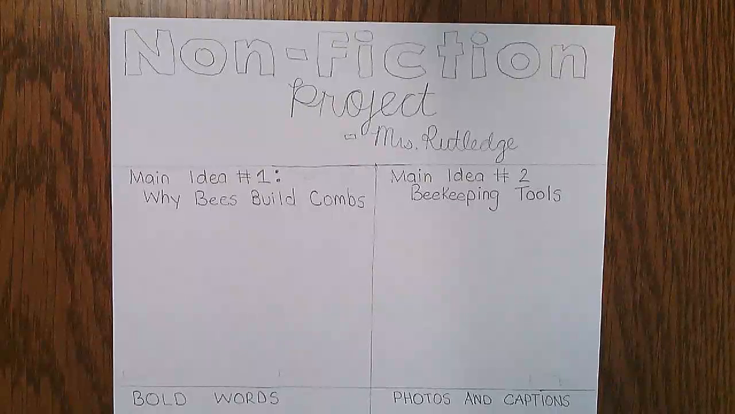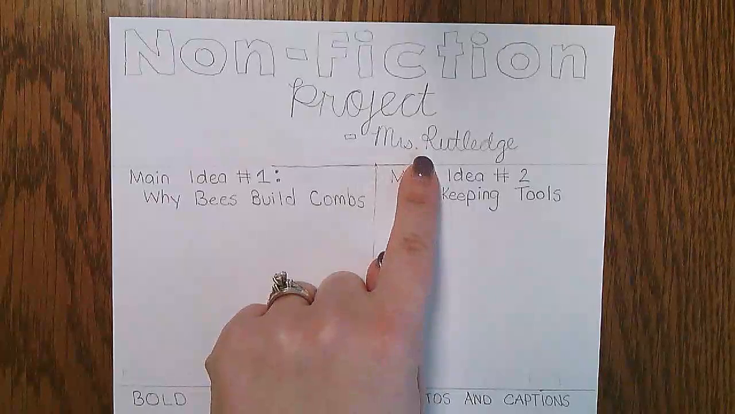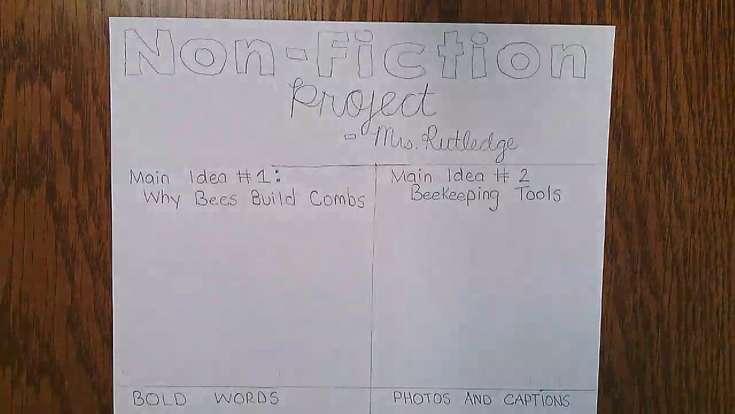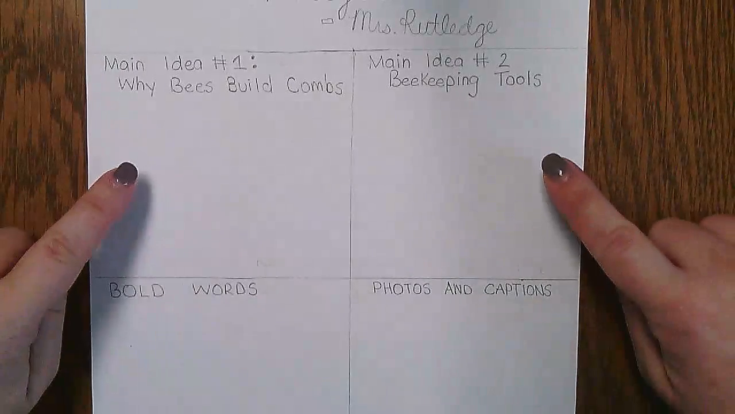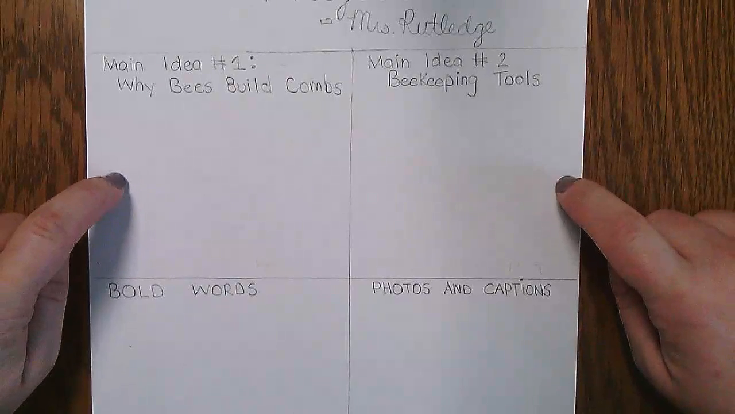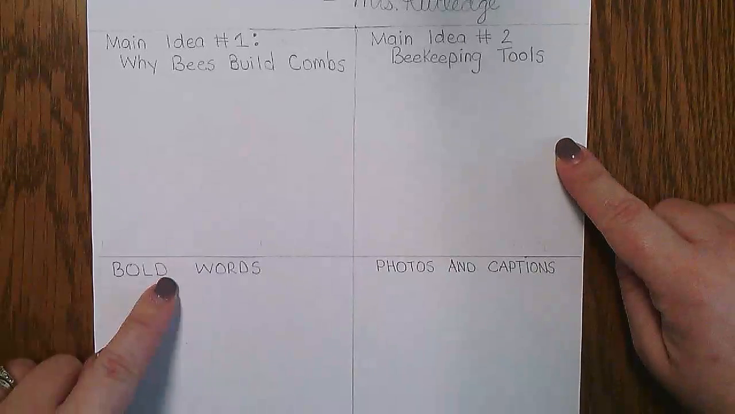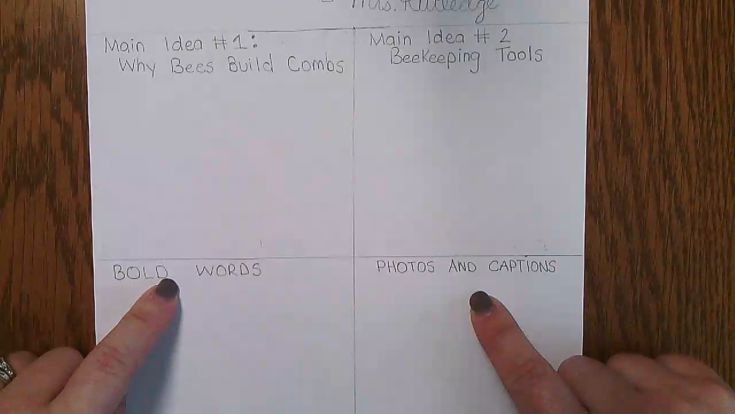And you are going to make sure that your name is on your poster, first of all, or if you're typing it, make sure you put your name on there. And then you're dividing it into 4 sections. 2 of the sections are going to be for main idea, because you're required to find 2 main ideas from the book. Then you need a section for bold words and a section for photos and captions.